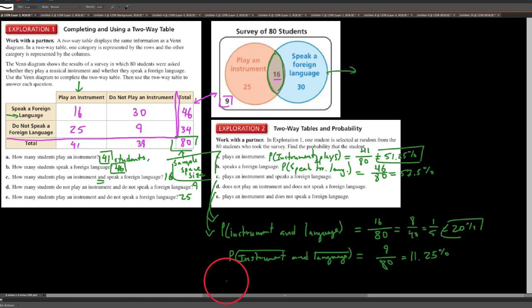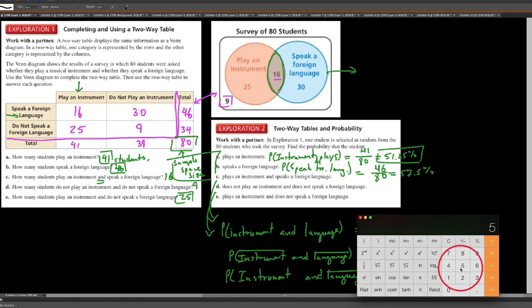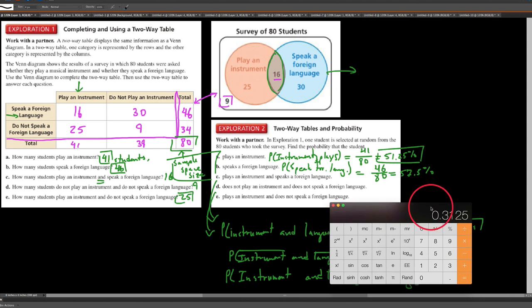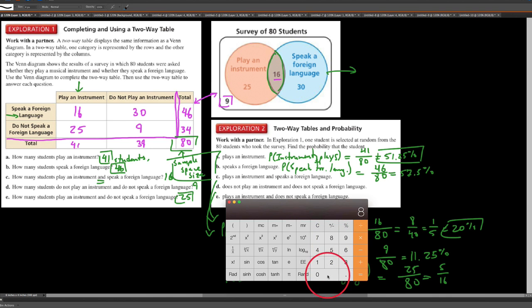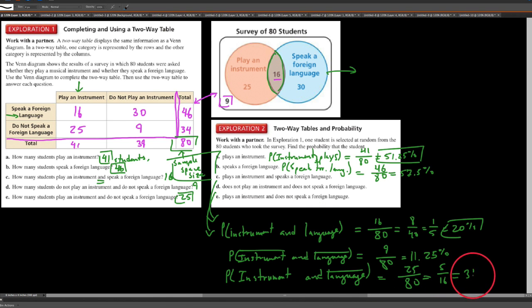And for this final question here, we say plays an instrument and not a language, so the complement to language here. Out of 80 here, how many people play an instrument but do not speak a language? We said that was 25 people right there. So 25 out of 80. Of course, we would reduce this. We say 5 out of 16. And if we divide this out, 5 divided by 16, would that be the same thing as 25 divided by 80? Let me check my math. I did do it right, so we say 31.25%.